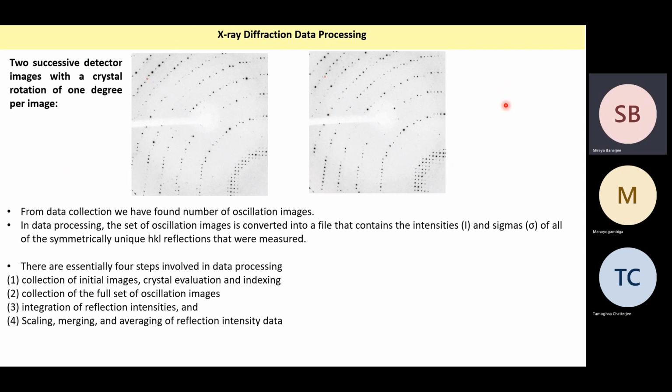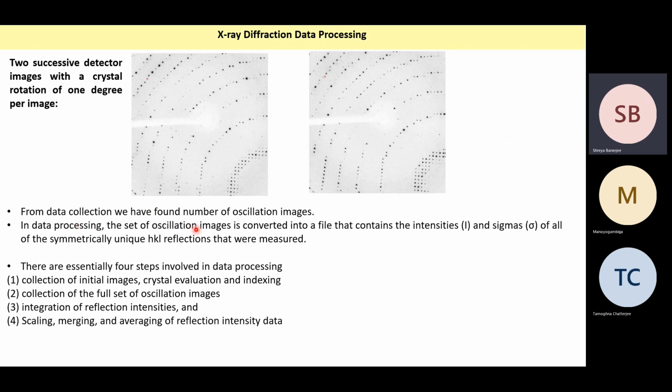So finally is the X-ray diffraction data processing. We are not going to go into details of that right now. I'll just talk about it very briefly. So these two images show two successive detected images with a crystal rotation of 1 degree per image. So basically, this is from a certain position of the crystal. And then if you rotate the goniometer head on which the crystal has been mounted by 1 degree, this is the diffraction image after 1 degree rotation.